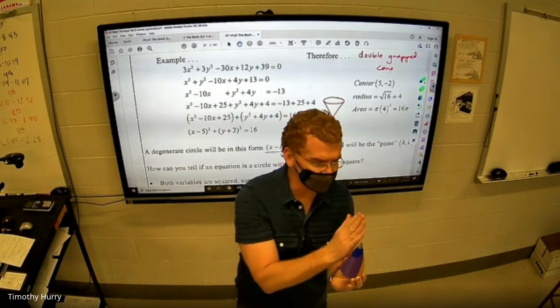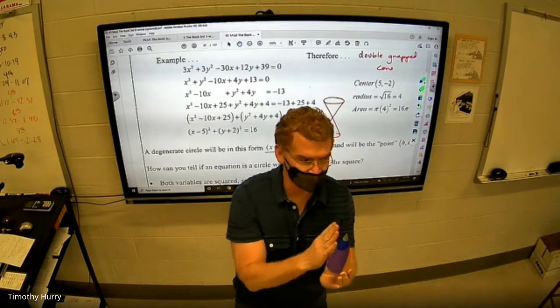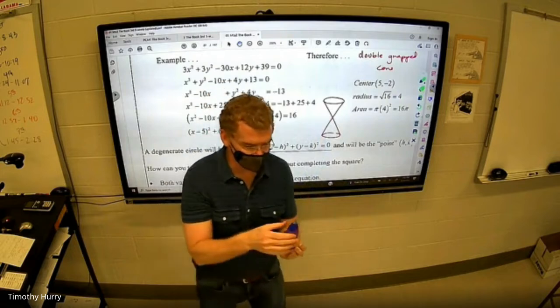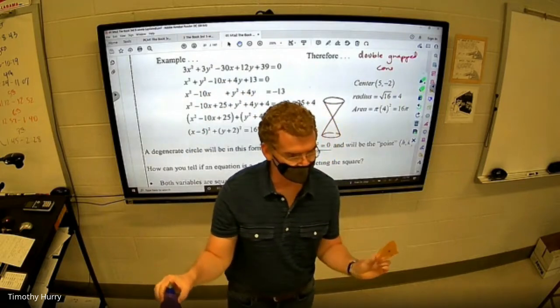Now, what if I make that slice parallel to the side? Then it goes in one side, but it never comes out the other because it's parallel to this. It just keeps going down forever. And by the way, these cones keep going down and keep going up forever. Guess what that makes? A parabola. You can see that on both of those.